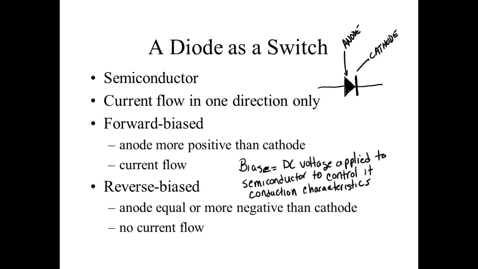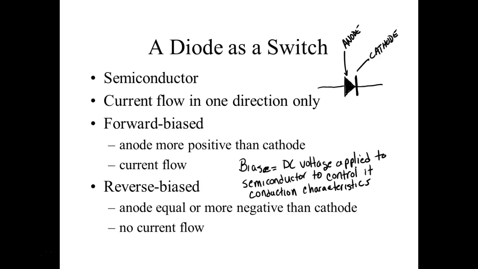So when a diode is forward biased, it conducts. When it's reverse biased, it doesn't. To forward bias it, we have to make the cathode more negative than the anode, or less positive.